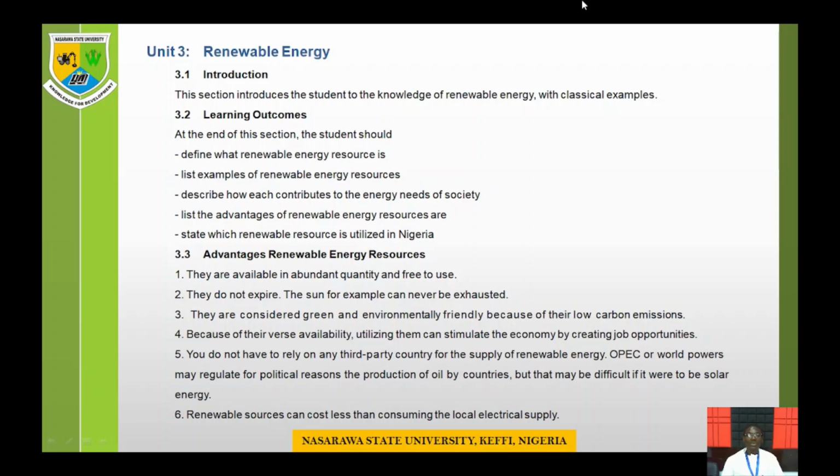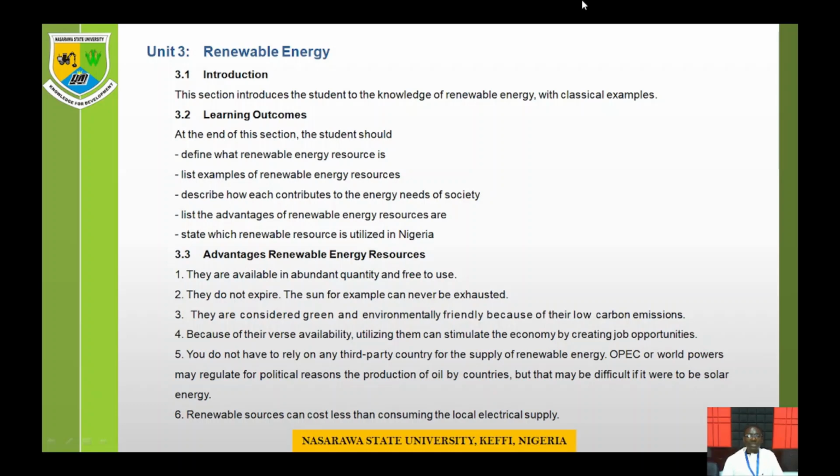The sun is almost everywhere, so you can imagine how much of the economy can be stimulated. Those to produce the collectors, those engineers to maintain them, those to produce the service parts, and the rest. So it can actually stimulate the economy. And then number 5, you do not have to rely on any third-party country for supply.